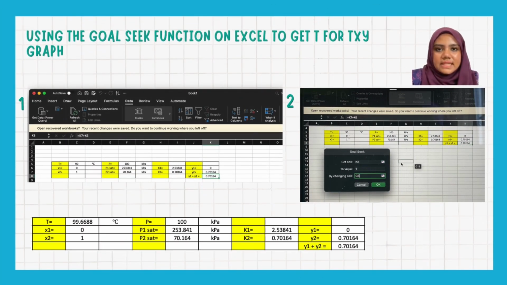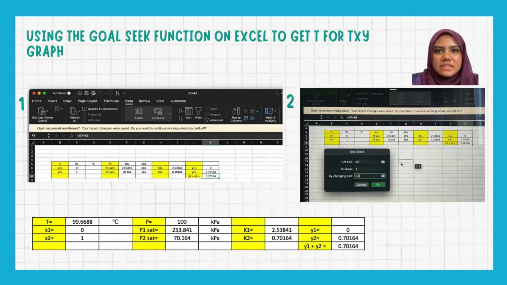First, we need to set pressure at 100 kPa to determine the correct temperature. Then, we input the liquid phase mole fraction of methanol and water, which is x1 and x2. Then, we calculate the saturation pressure for both methanol and water using Antoine's equation. The values of K1 and K2 are calculated by dividing P saturated by P. Then, the values of y1 and y2 can be calculated by multiplying the values of x1 and x2 respectively with K1 and K2. Then, we sum up the values of y1 and y2.